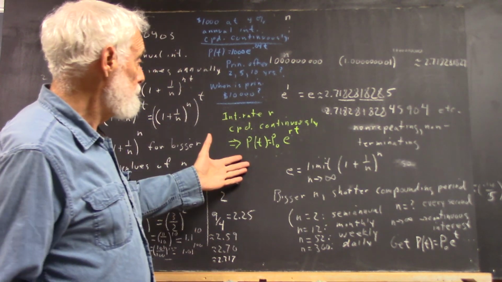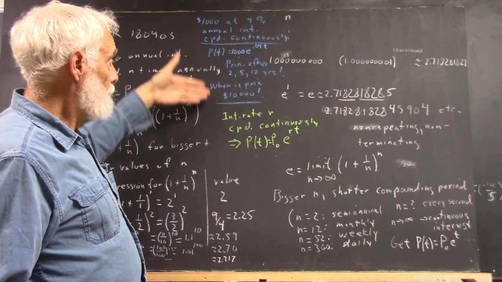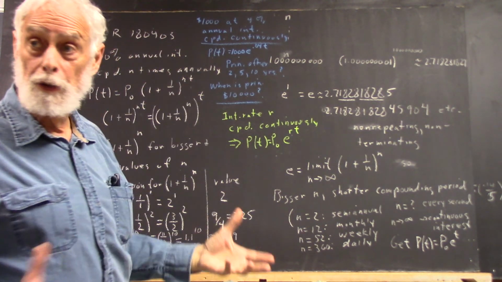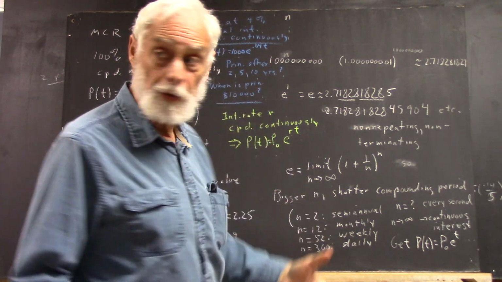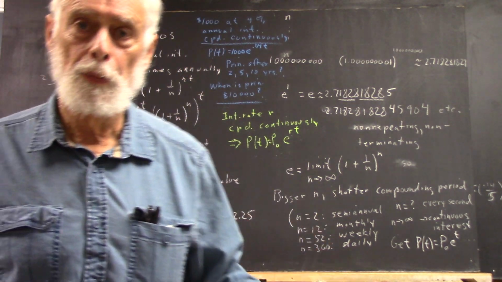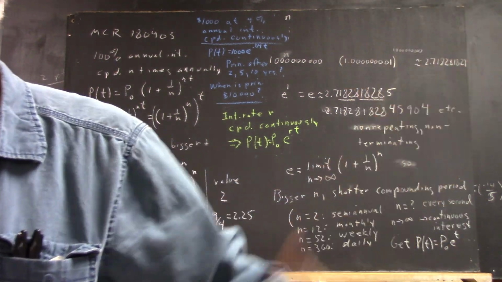So, we have this problem that I'll write out a little bigger on the next board, and we're going to solve it. Figure out, at continuous interest of 4%, investing $1,000, when you're going to have $10,000. How much you're going to have after 2 years, 5 years, 10 years.